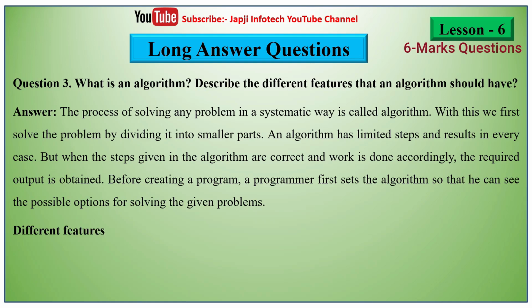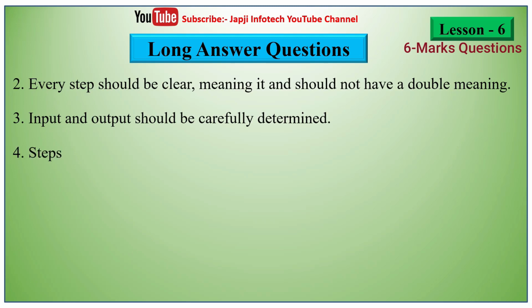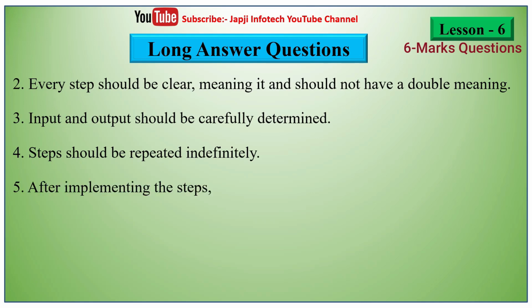So the different features that an algorithm should have, the first one is every step must be right. Second one is every step should be clear, meaning it should not have a double meaning. The third one is the input and output should be carefully determined. Fourth one is steps should be repeated indefinitely. And the fifth one is after implementing the steps, the required output should be obtained in any case.